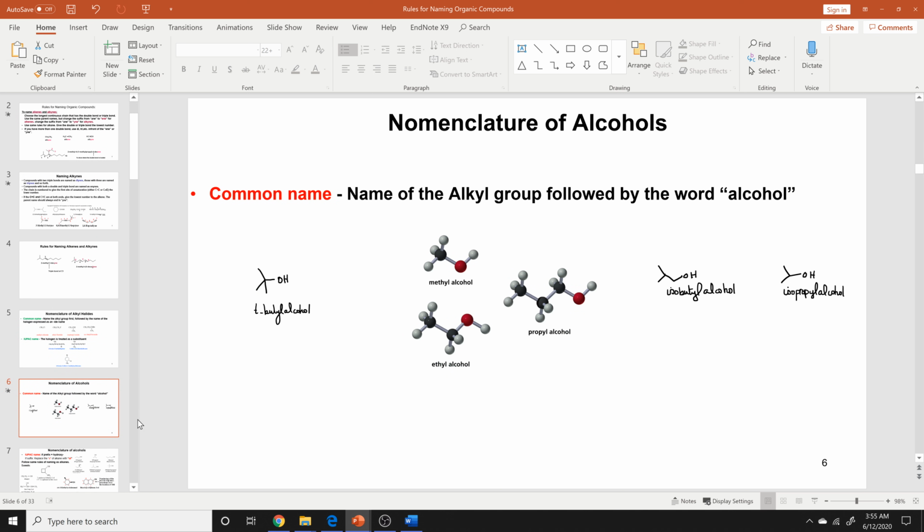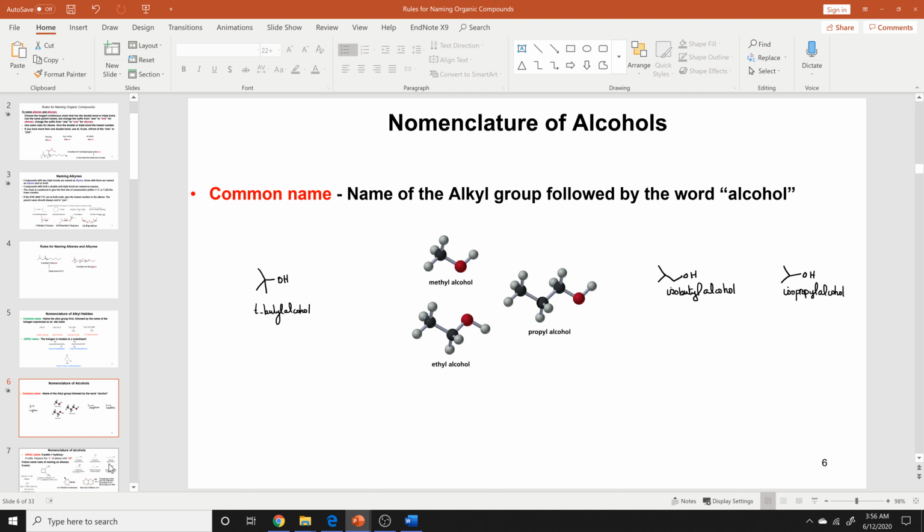When you name alcohols, there are two ways to name alcohols: common and IUPAC. And as we mentioned before, common names are used for smaller alcohols or smaller organic compounds. Then you can name them as a whole. Like for example, in this one, this is called tertiary butyl alcohol. This is isobutyl alcohol. This is isopropyl alcohol. So these are all common names in there. Basically, instead of saying 1,1-dimethyl ethanol, I would say it's tertiary butyl alcohol.